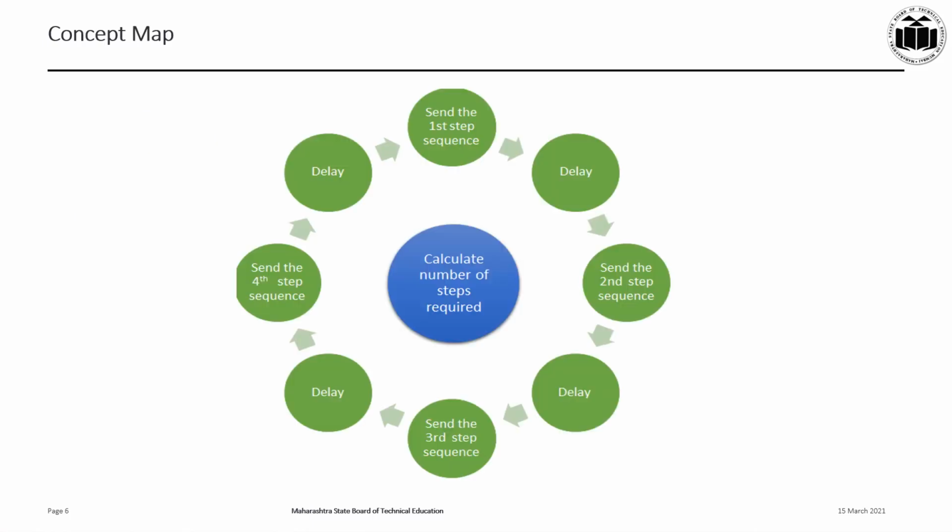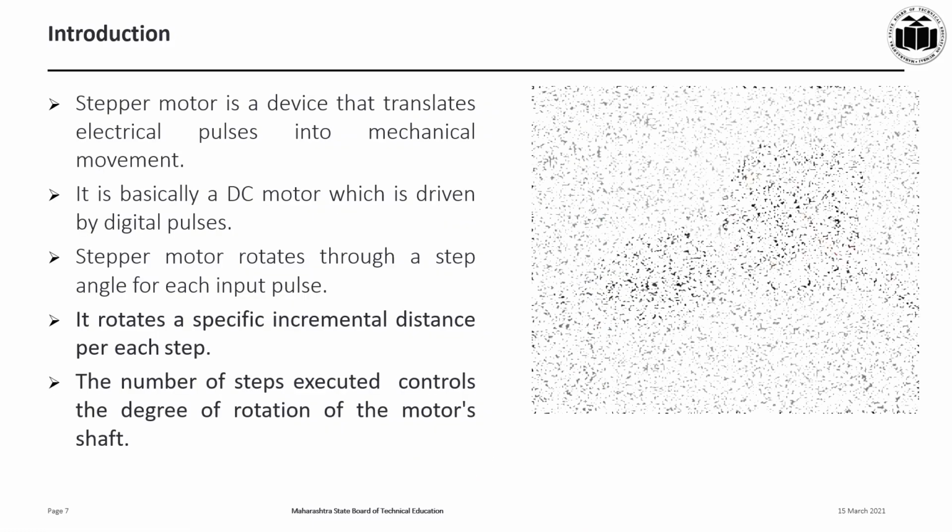This is the concept map. In order to rotate a stepper motor in clockwise or in anti-clockwise direction, step sequence needs to be sent one after the another with a delay in between. And if a stepper motor is to be rotated by a certain angle, then first number of steps required should be calculated and the step sequence should be then sent for the required number of steps.